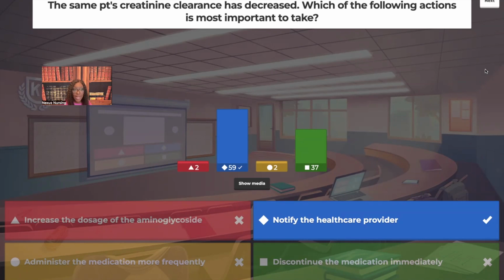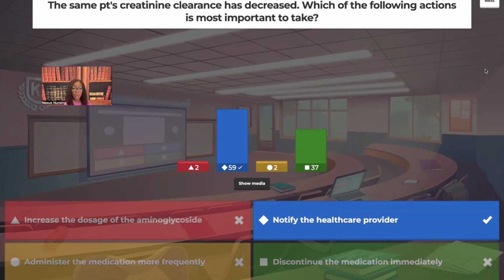Now let's look at the wrong answer choices. The first one says to increase the dose of aminoglycosides. Two people chose that. You cannot increase or decrease the dose of anything. You have an order, a prescription, right? You either give that medication or you withhold it. And that's another story for another day when you withhold medications.